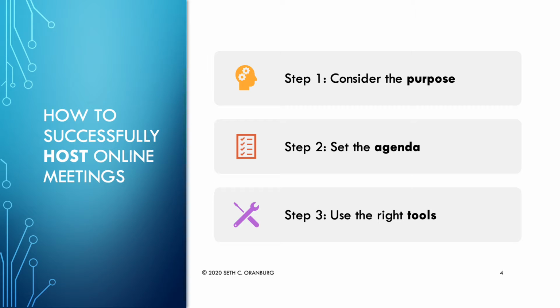We're going to cover how to successfully host online meetings through a straightforward three-step process. Step 1, consider the purpose of having the meeting. Step 2, set an agenda and circulate it in advance. And step 3, use the right tools on your video conference platform so that you end up having an effective, productive meeting.